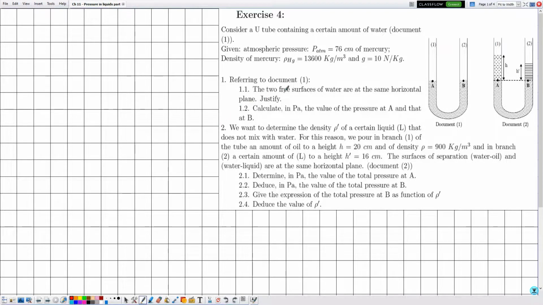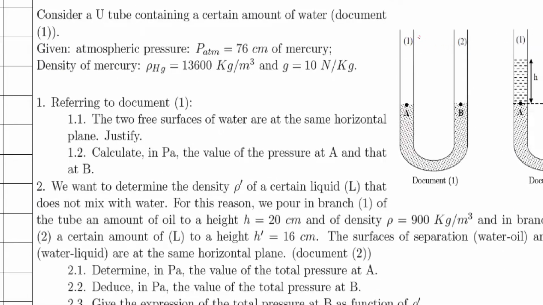Then exercise number 4, consider a tube containing a certain amount of water, document 1. So they mentioned this document, now we can use it. Given the atmospheric pressure P atmosphere is equal to 76 centimeters of mercury.